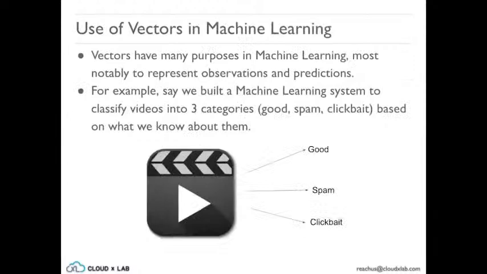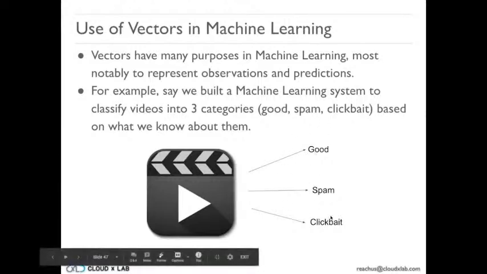Now coming to a machine learning problem. You can do the same thing to define certain data in machine learning. So, for example, if you have to build a machine learning system to classify videos into 3 categories, it could even be links, it could even be emails. So you want to say it's good, spam, or clickbait. You could essentially do that also by having a Numpy array.